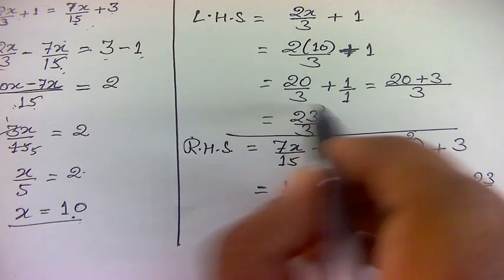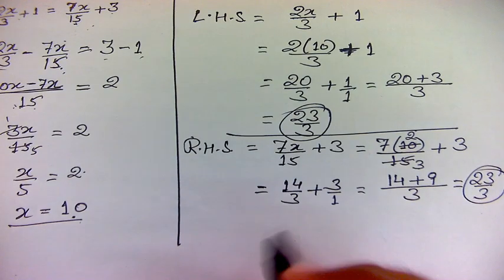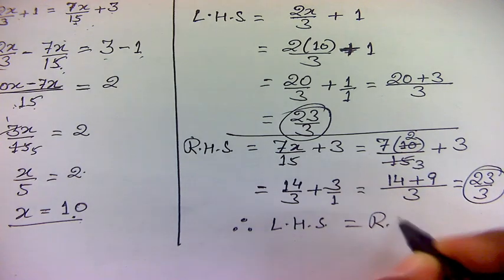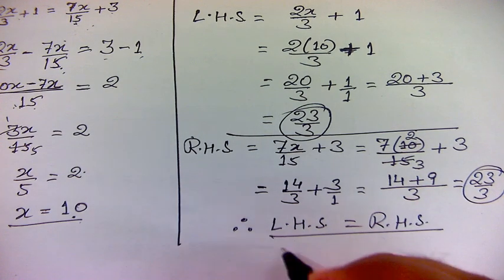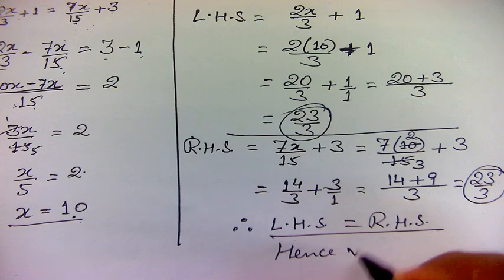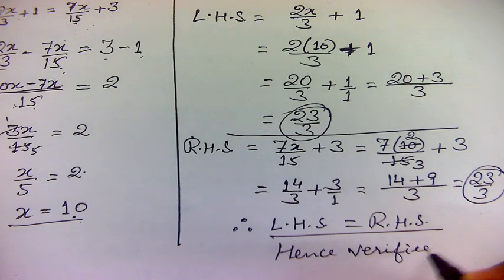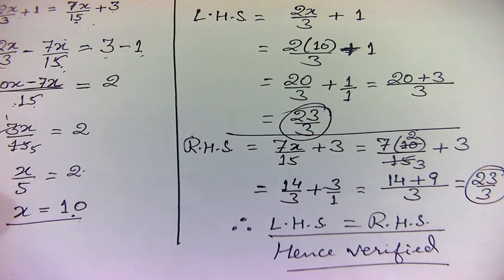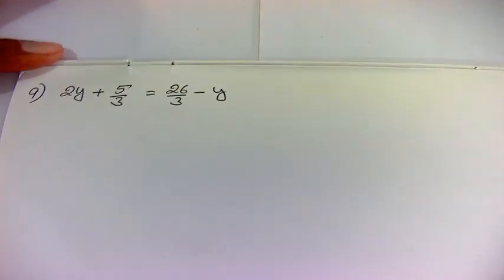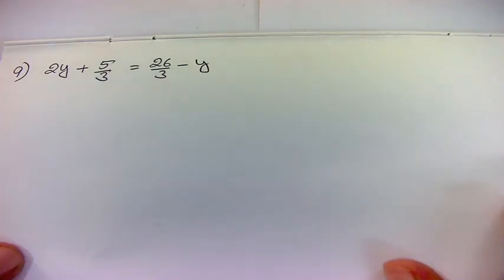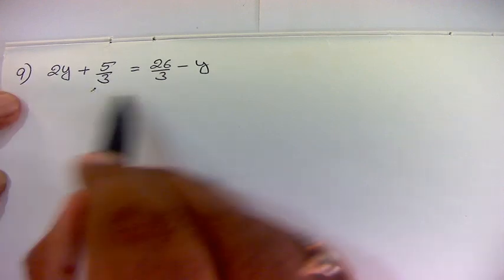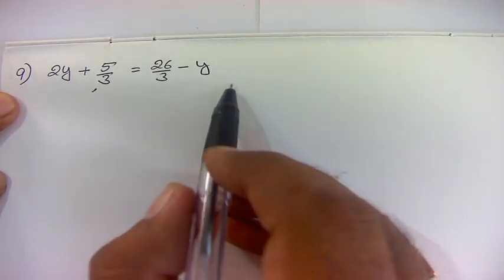So if you see, the left hand side and the right hand side has the same value. Therefore we say that left hand side is equal to right hand side, and hence the result is verified. You have to be just careful while verifying it, while substituting the value and solving. Now let's move towards question number 9. Question 9 says 2y plus 5 upon 3 is equal to 26 upon 3 minus y.